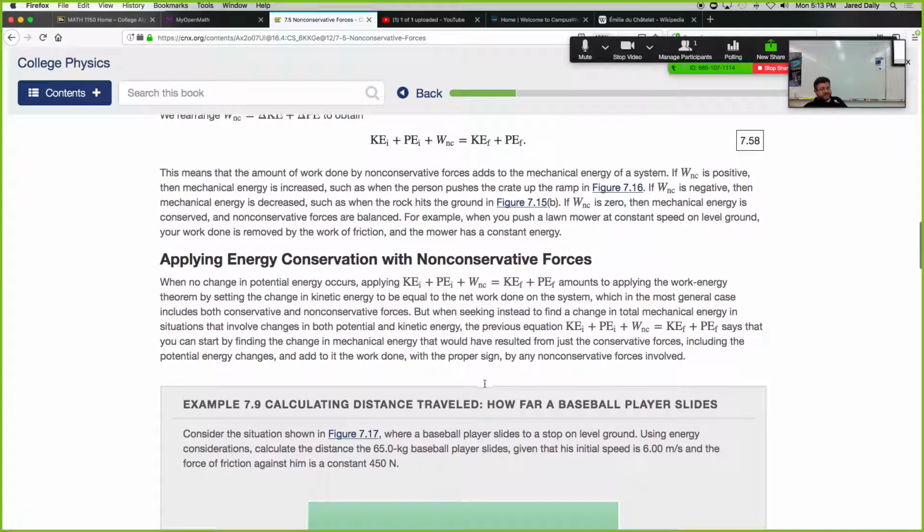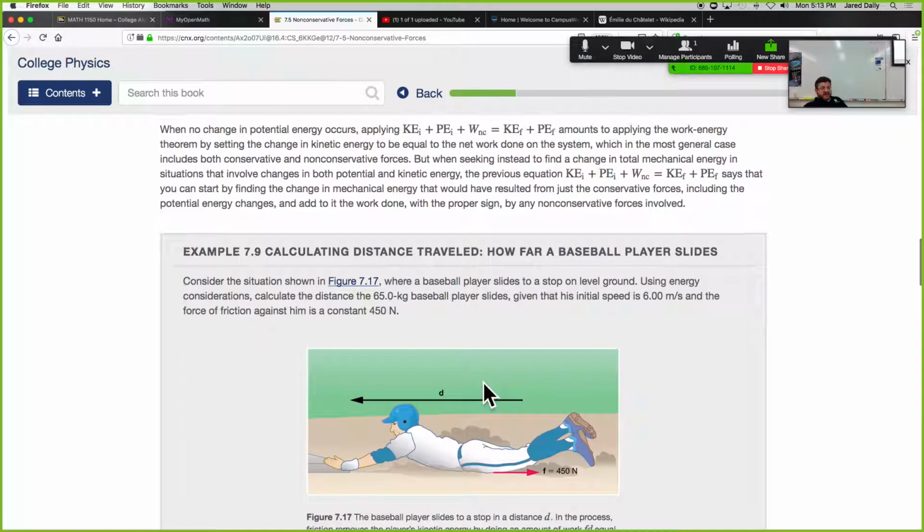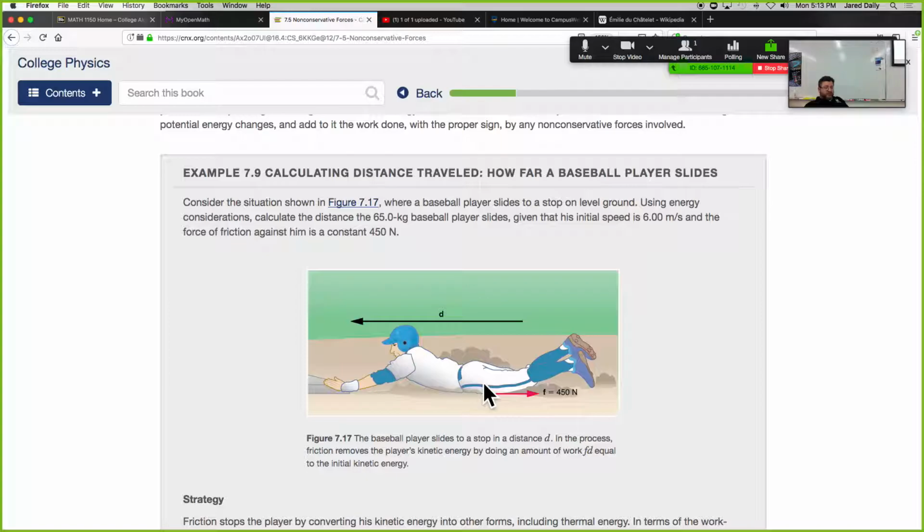Right? That's kind of what this equation means. So here's an example. I'm going to talk through the example without doing the math first. You have a person who's sliding into a base, right? As they slide, they lose speed, which is kinetic energy, right? They lose kinetic energy because they're sliding on the ground, which is friction. So non-conservative work is taking that energy out of kinetic energy, right?